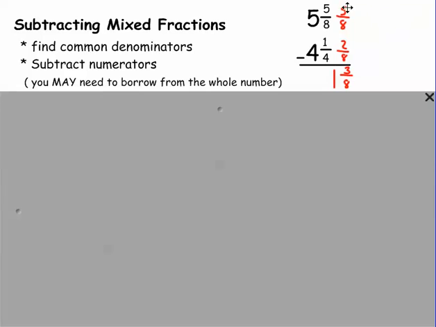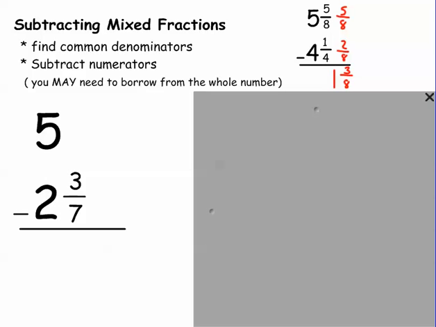If it works out that way, if the fraction on top is the larger fraction, then you can subtract and it works out great. Unfortunately, sometimes that doesn't always happen, and you're going to have to borrow. So let's look at some examples. All right, so let's look at this one first.